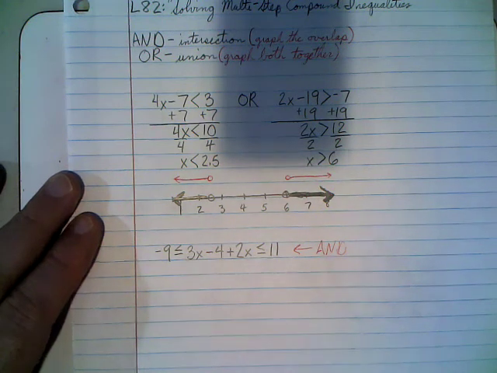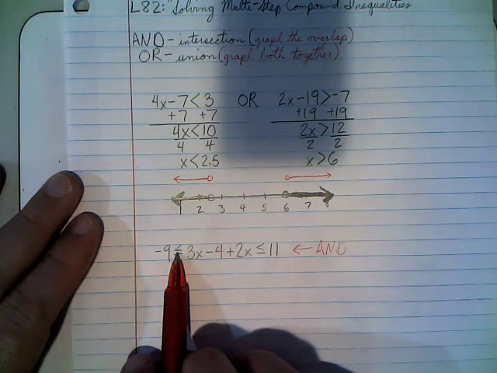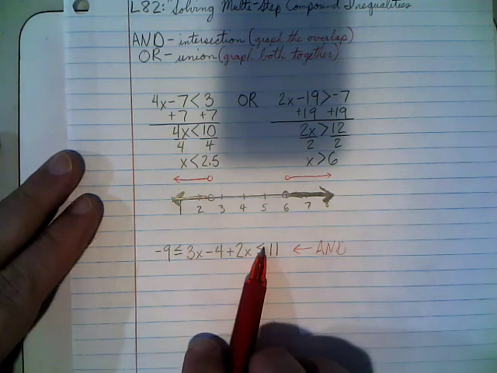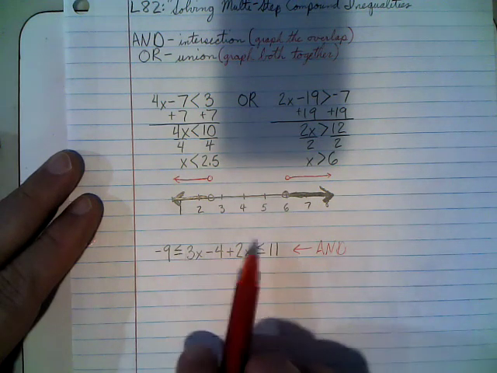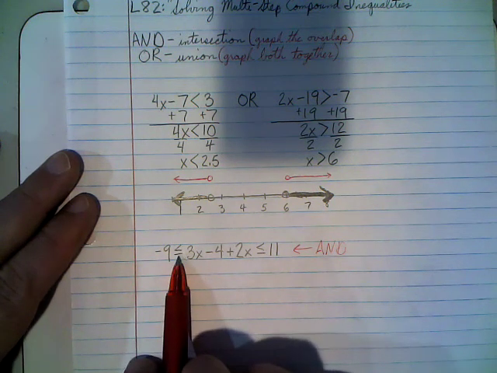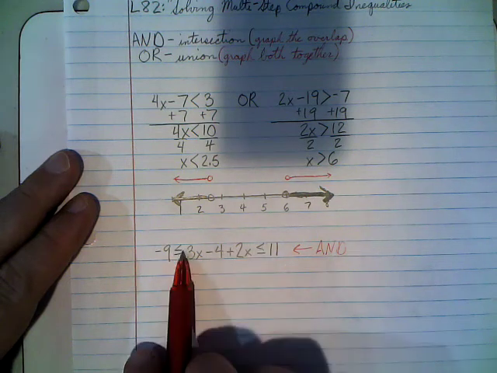Now, a quick check on these. These two symbols here should be going the same direction. Okay, they don't have to be the exact same, but if this is a less than, that needs to be a less than. If this is a greater than, that needs to be a greater than. As far as the equal to's go, that's where they can be different. So this could be a less than, and that could be a less than or equal to. The equal to part is not a big deal, but they do need to point the same way.